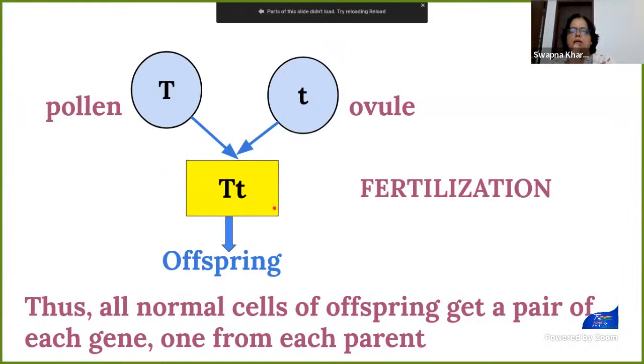Okay. Now, does anyone have this question: why is this necessary? Why do we need to do half? Why not simply have the gametes like any other cell? Why can't a gamete have both the copies of the allele?